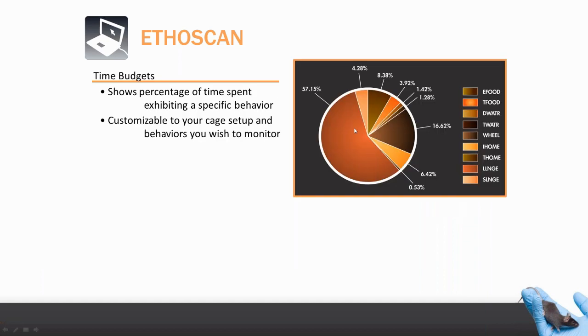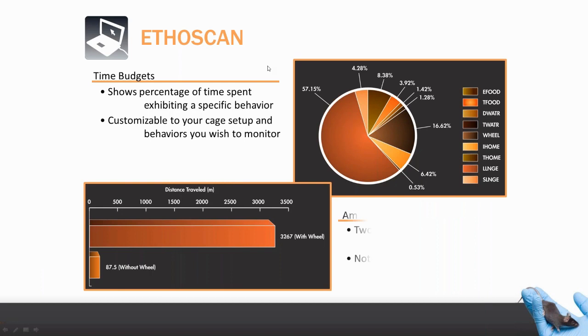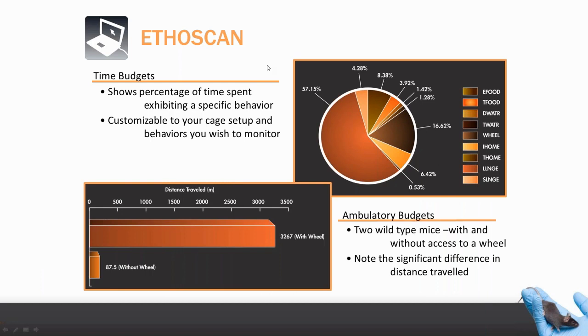Okay, so from this then we can actually generate time budgets and locomotion budgets. So we can determine how much of the animal's time is spent doing each of these behaviors, and also what distance it travels during each of these behaviors.